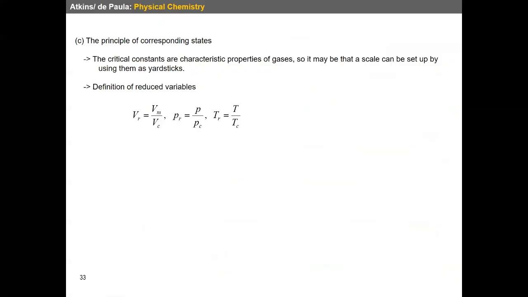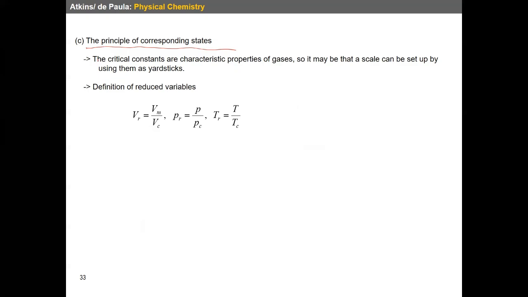Okay, so now we know what the van der Waals forces are, and also the principal features which are involved in this van der Waals equation. And then lastly, we'll talk about how we can transform this van der Waals equation into a more general form. So we can call this the principle of corresponding states.